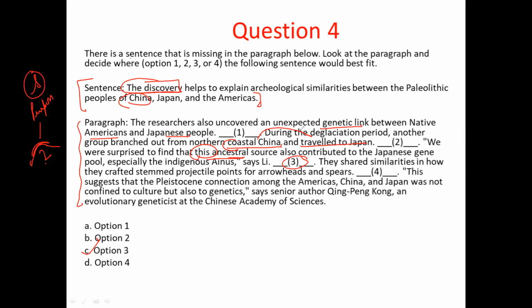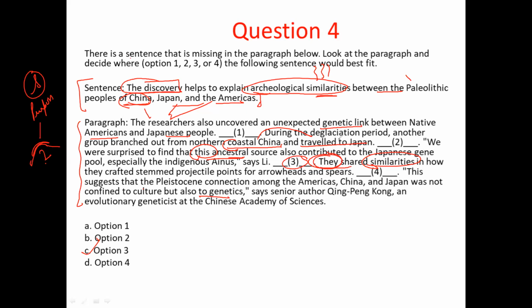Now we can say that the discovery helps to explain archaeological similarities between the Paleolithic peoples of China, Japan, and Americans. They shared similarities. So who is they? The Paleolithic people of China, Japan, and the Americas. They shared similarities in how they crafted stemmed projectile points for arrowheads and spears. This suggests that the Pleistocene connection among the Americas, China, and Japan was not confined to culture but also to genetics, says senior author Qing Ping Kong, an evolutionary geneticist at the Chinese Academy of Sciences.